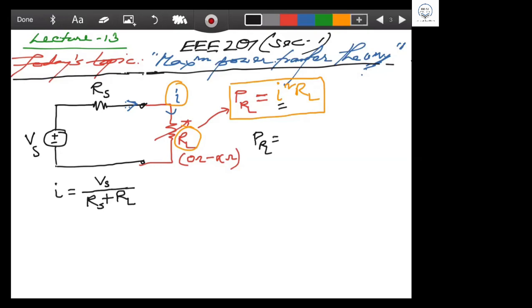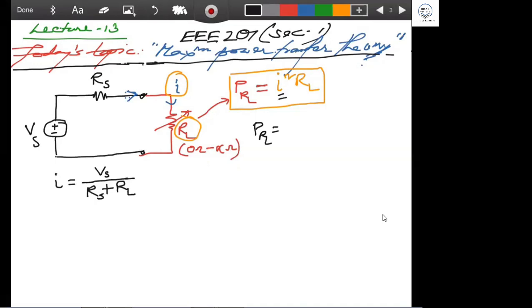Now we can write PRL equals Vs over RS plus RL, whole square, into RL. So this is the equation for the power in terms of the parameters Vs, RS, RL. This is the power equation we are having here.